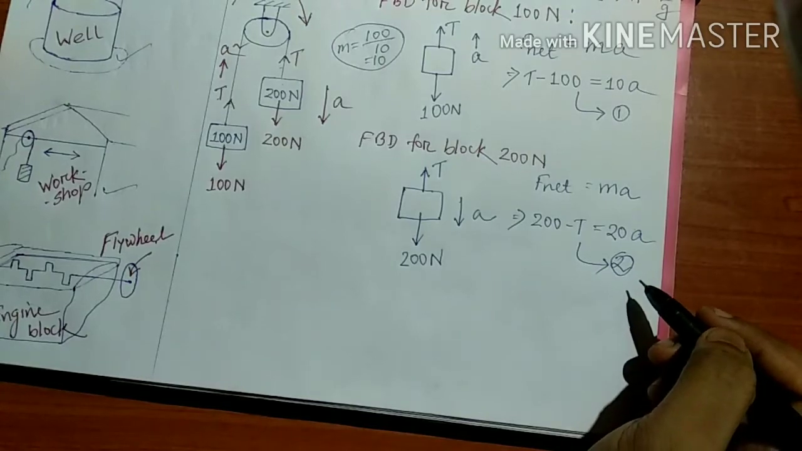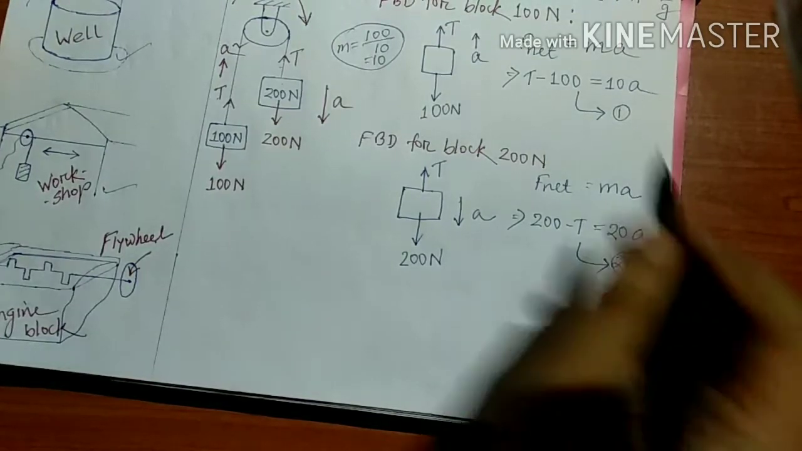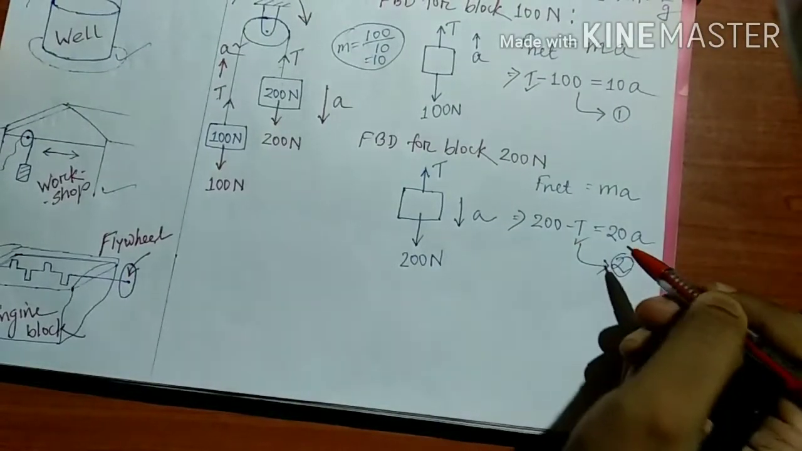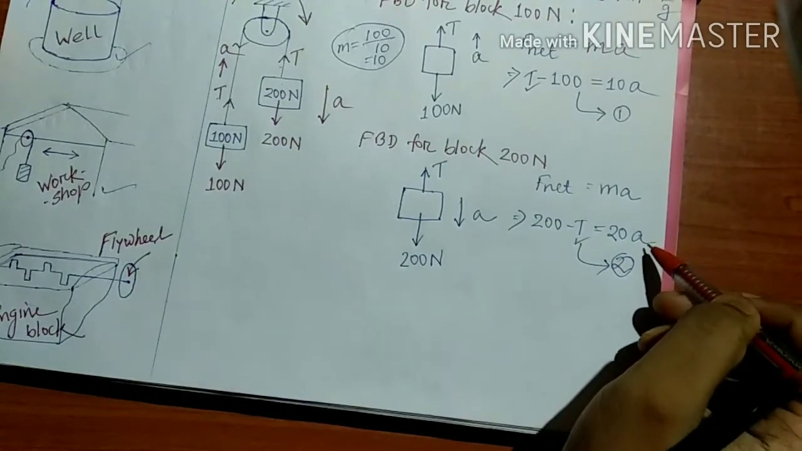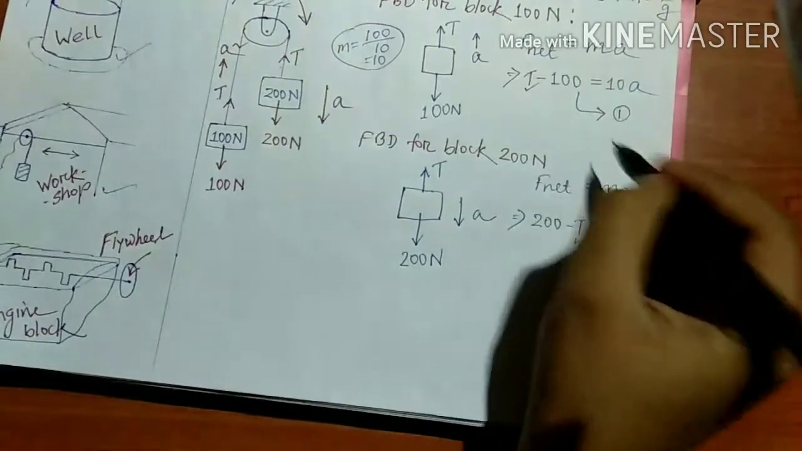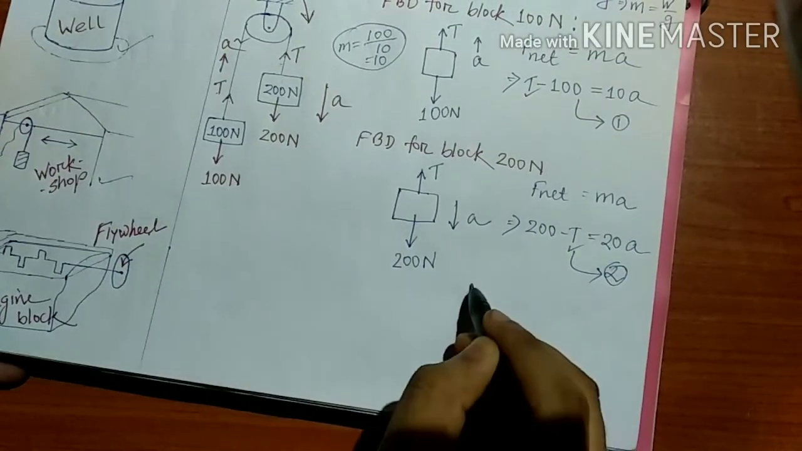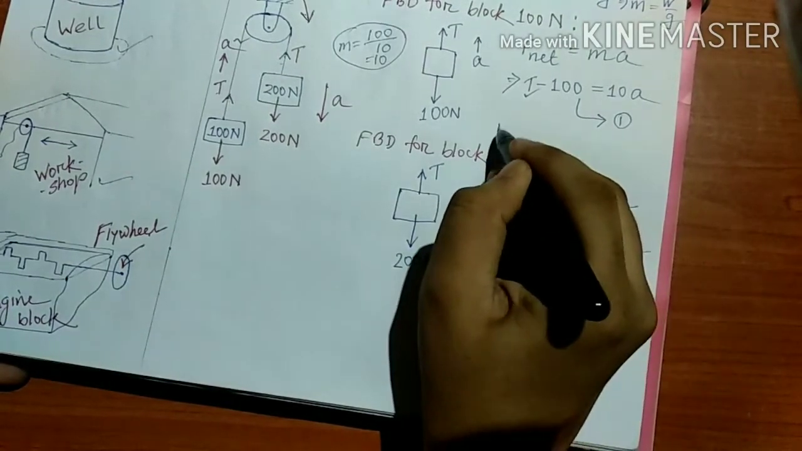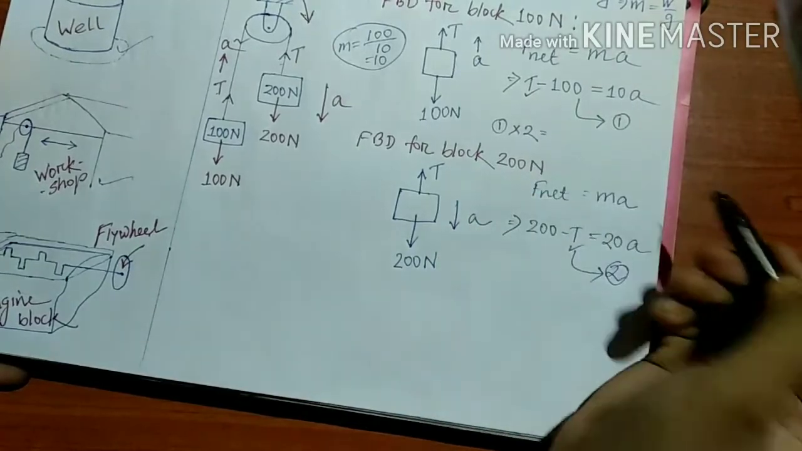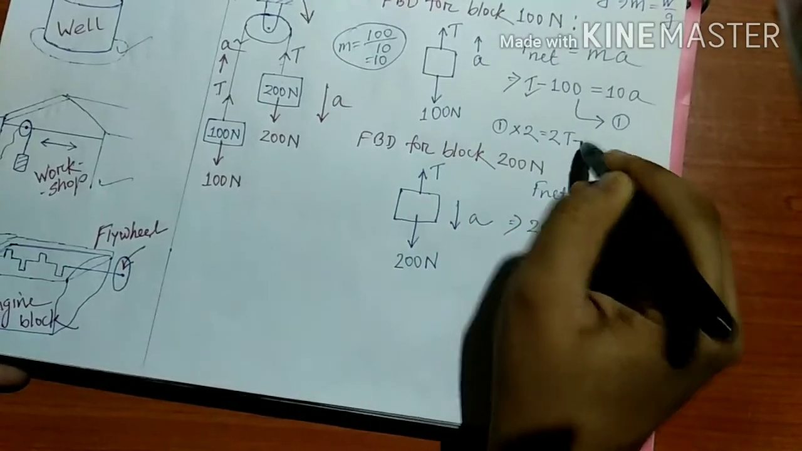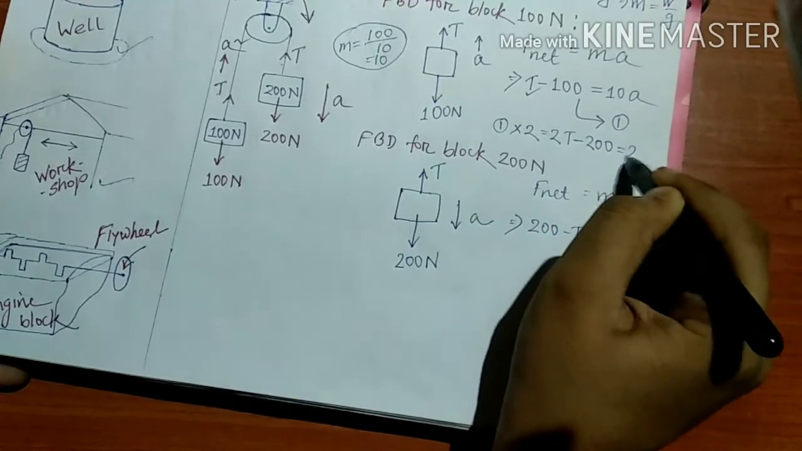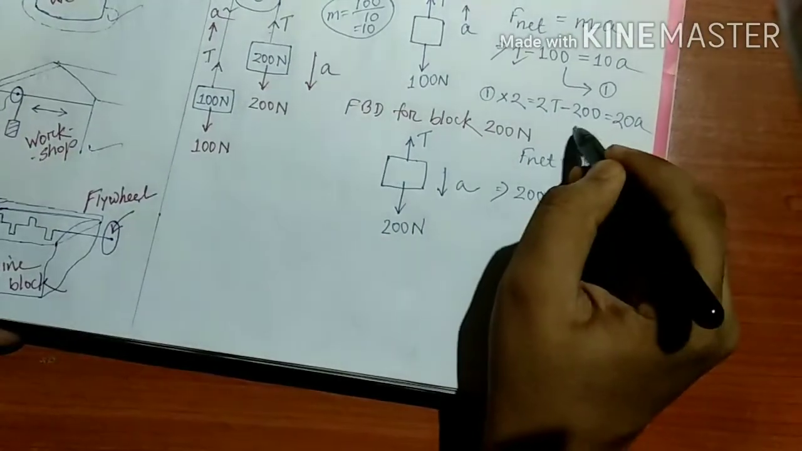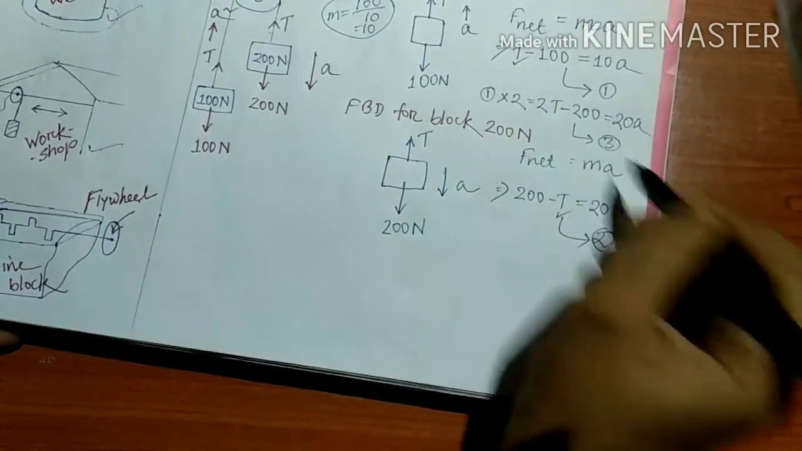Now we are to find the tension in the string, right? So our requirement is this T. Our requirement is this T. So we have to eliminate this a, right? Now let me multiply equation 1 with 2. So 1 into 2, that will be 2T minus 200 is equal to 20a, right? Now let me indicate this as equation number 3.